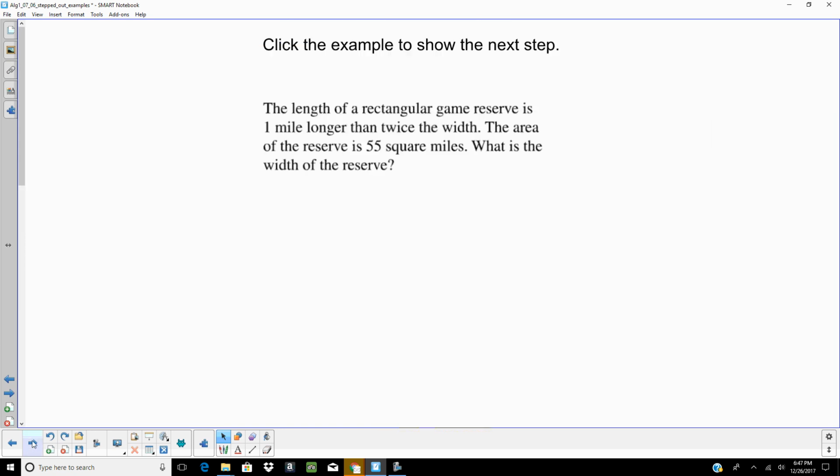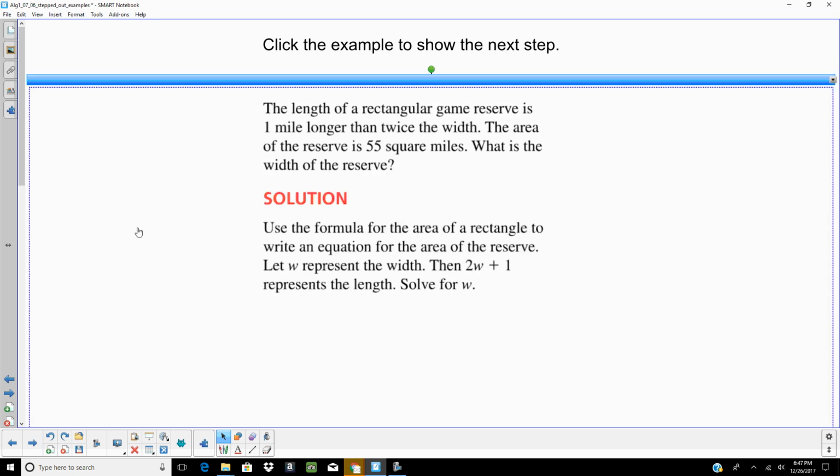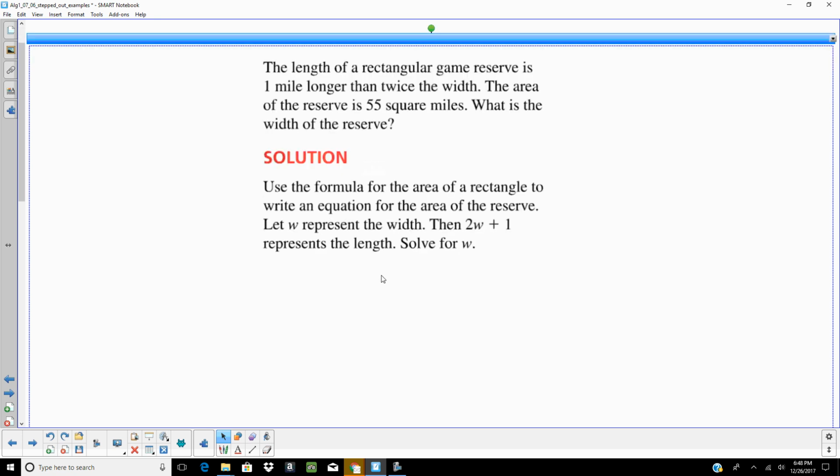All right, let's do a word problem. The length of a rectangular game reservoir is 1 mile longer than twice its width. The area of the reservoir is 55 square miles. What is the width? Well, I would probably draw a picture out here, but they kind of give you a hint. It's 1 mile longer than twice the width, so that's going to be 2w plus 1. And they're expecting you to know that area is length times width. So the length times the width is going to be 55.